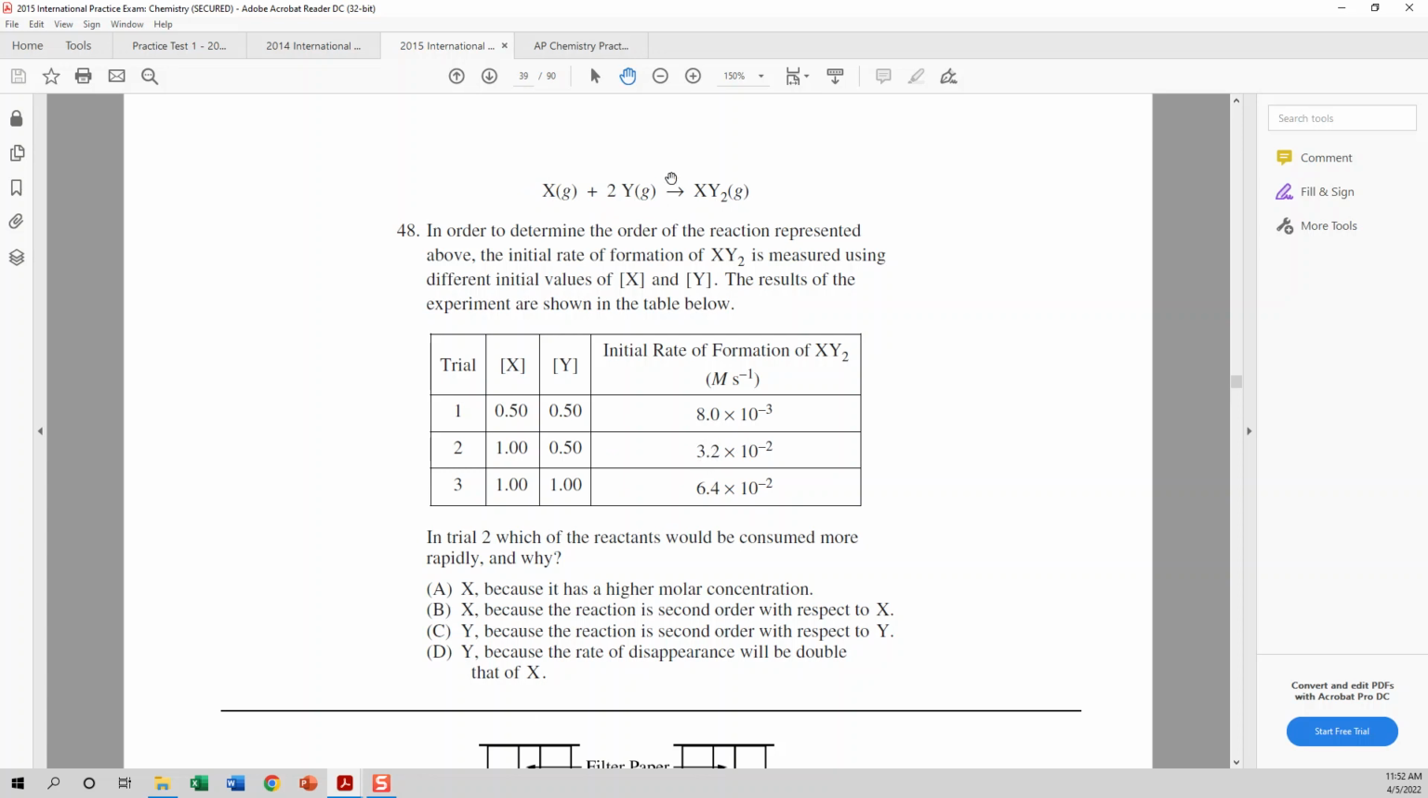And you could actually calculate the rate of disappearance of X for trial 2. It's going to be the same as the rate of formation of XY2 because it's a 1-to-1 ratio. So you're gaining this at the same rate as you're losing that. So the rate of disappearance of X is going to be 3.2 times 10 to the negative 2 in trial 2. But the rate of disappearance of Y is going to be double this. The rate of disappearance of Y for trial 2 is going to be 6.4 times 10 to the negative 2, because you lose Y twice as fast as you gain the product, XY2.